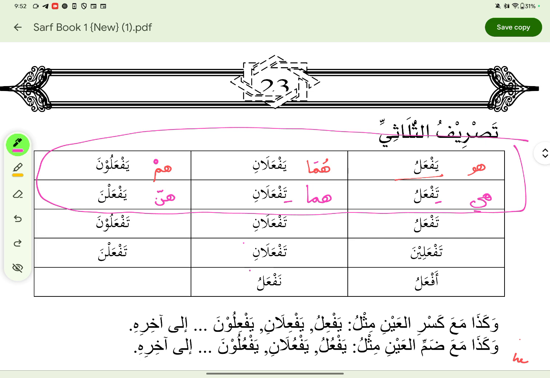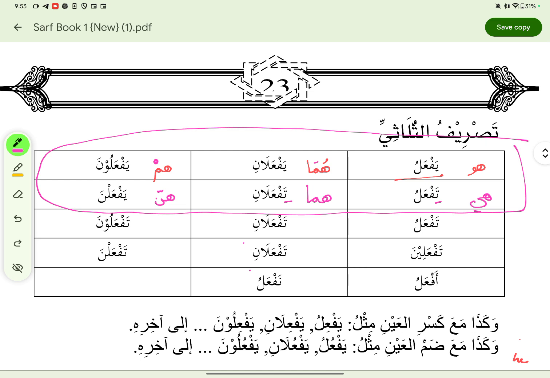وضع. Let's do وضع. يضع. وضع which means to put. يضع. هو يضع.